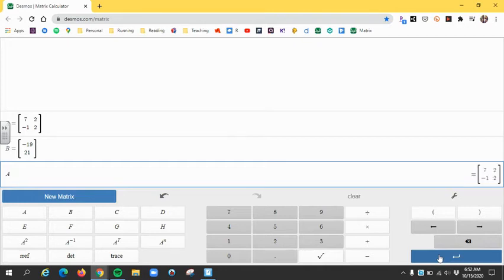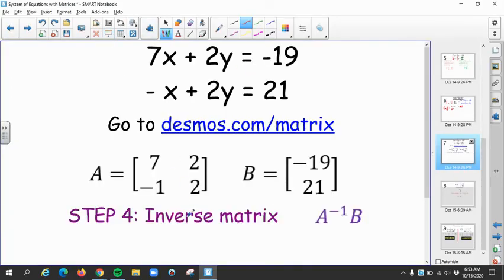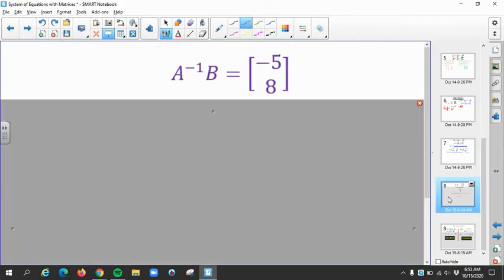So I'm going to type in capital A, and I'm going to do an exponent. You can type in this -1 button here. -1 power, which means the inverse of matrix A times matrix B. My answer is over here in the bottom right corner, -5 and 8. So let's talk about what those numbers mean. So solve using the inverse matrix A to the -1 times B, and it gives me this answer here.